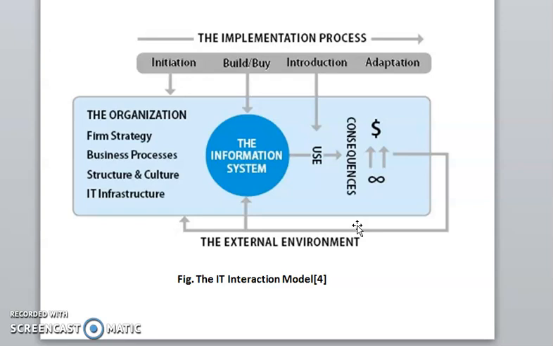So, the IT interaction model can be used in two fundamentally different ways: proactively and reactively. Proactively means to analyze the issues involved in designing and implementing an information system and to make appropriate recommendations for action. Reactively means to analyze what happened after the fact in an IS project and to make recommendations for improvement. So this is about the IT interaction model.